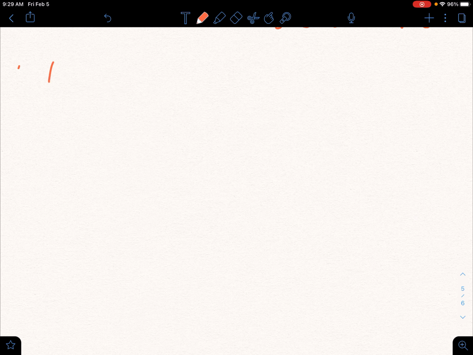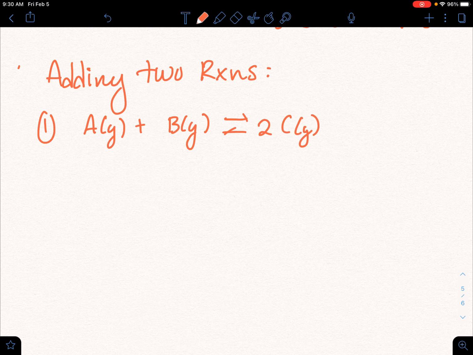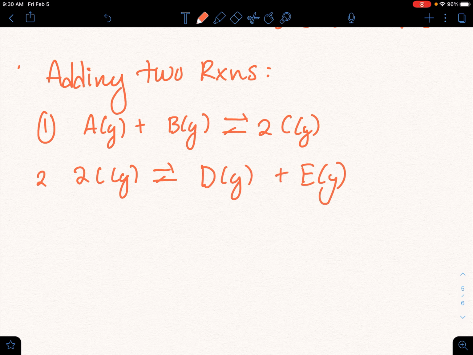Next, we'll talk about adding reactions. You need to do this a lot. You're adding 2 reactions, and then we're going to calculate our K's. This is kind of like Hess's law from Gen Chem 1. So if we have reaction 1, we have A gas plus B gas in equilibrium with, let's say, 2C gas. And we're going to add it with, let's say, 2C gas in equilibrium with D gas plus E gas. So we're going to add these reactions together. This is reaction 2.